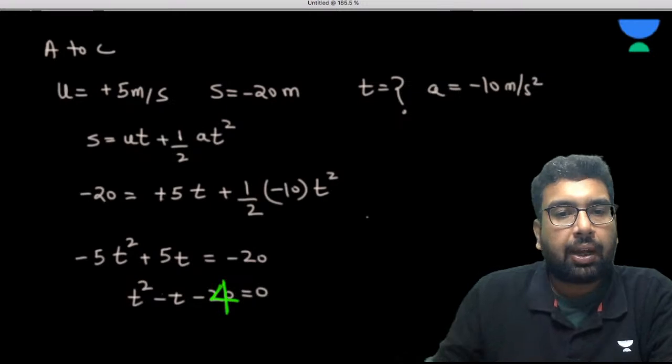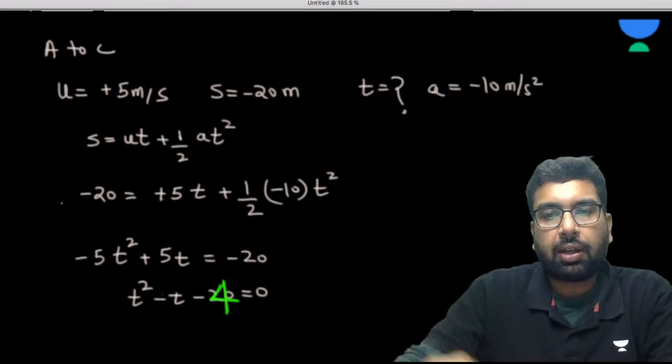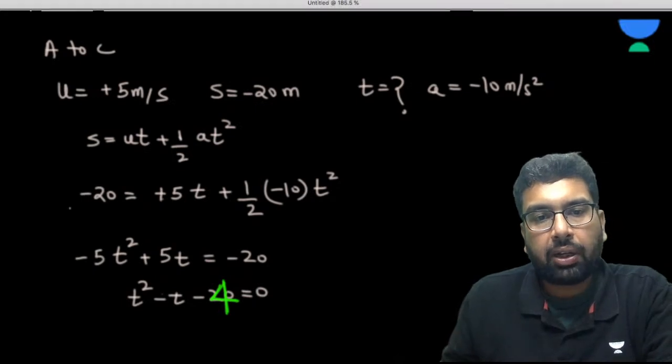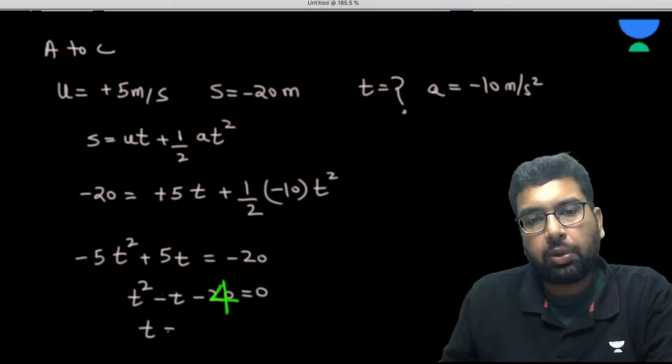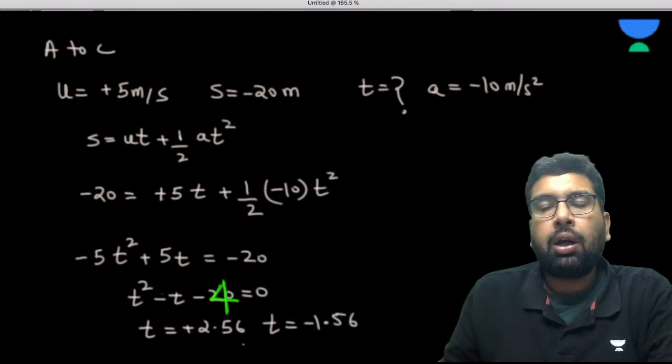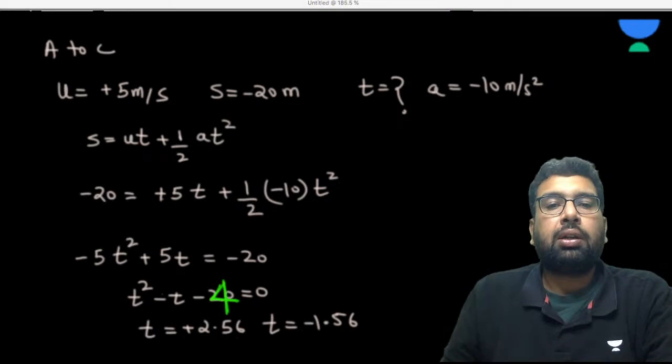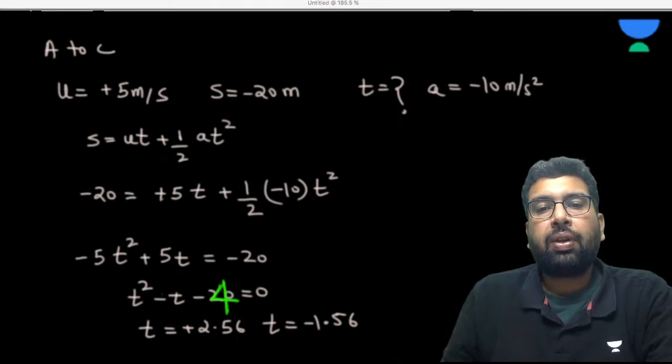When you solve this by putting in the data, you get t. You just cross-check this. To save some time, I solved it using the quadratic calculator. So now t is equal to plus 2.56 and t is equal to minus 1.56.